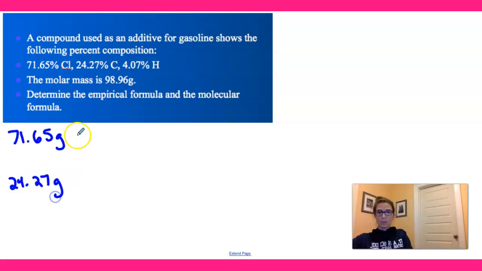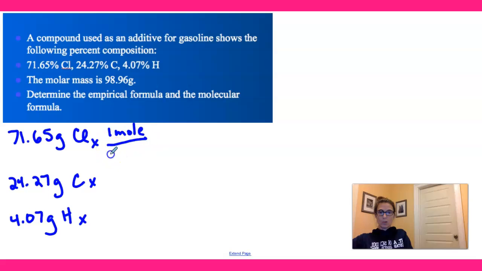4.27 grams. And let me bring those elements down as well. And then 4.07 grams of H. All right, we'll convert each of those to moles by using the molar mass. So this guy is 1 mole per 35.5 grams. This guy is 1 mole per 12 grams. And this guy is 1 mole per 1 gram.